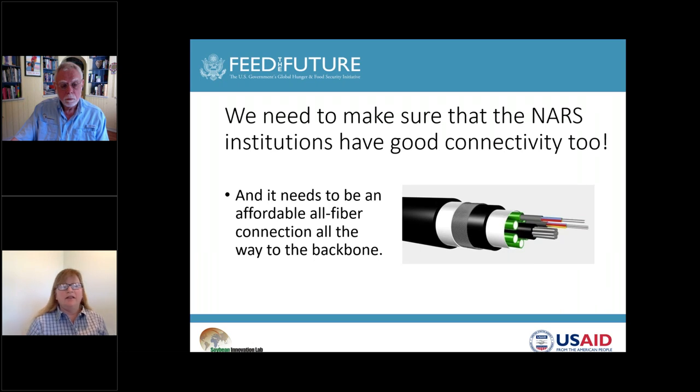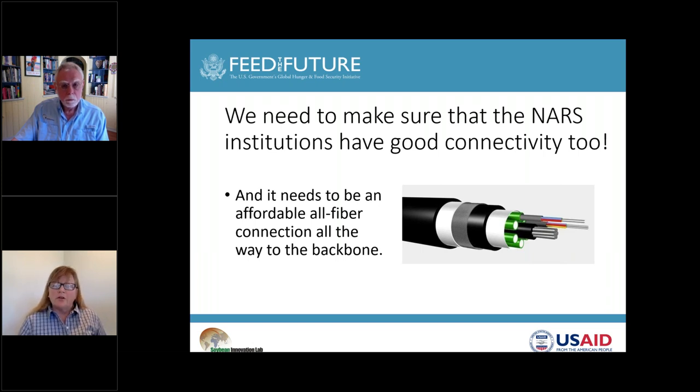Mobile doesn't solve the needs of the NARS institutes, as an example. The NARS institutes need fiber networks. They need end-to-end fiber networks. The scientists at the NARS institutes, they've got to be able to do more than just email. They've got to be able to do video and workshops and do outreach and engagement and fulfill all of the academic, education, and research mission.